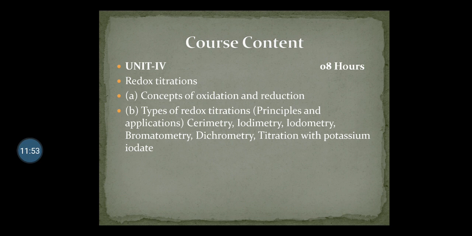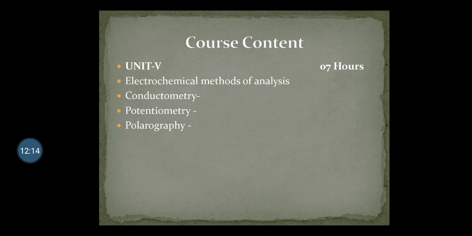Then there are various types of oxidation reduction titrations, like cerimetry, iodometry, iodimetry, bromometry, dichrometry, and titration with potassium iodate. So in detail we will discuss these particular types while we are going to study the redox reaction. And then the last unit that we are going to study, which is related to the electrochemical methods of analysis. Now this is another part of analysis or analytical chemistry.